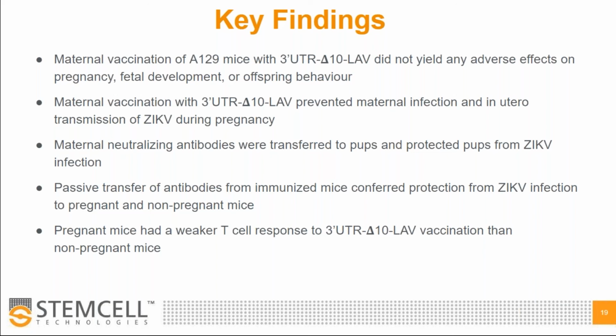The neutralizing antibodies were transferred from mothers to pups and also protected the pups from Zika virus infection after birth. And the passive transfer of antibodies from immunized mice could also confer protection from Zika virus infection. And lastly, the T-cell responses to delta-10 vaccinations were weaker in pregnant versus non-pregnant mice.